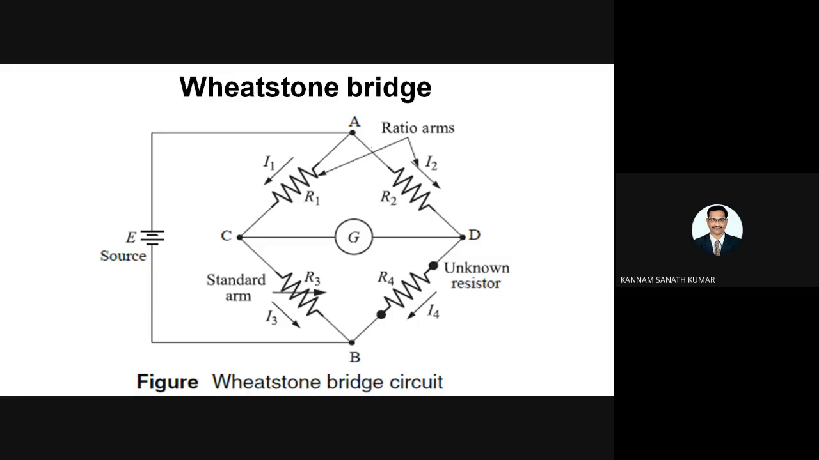See here, this is a Wheatstone bridge. You have a galvanometer and two parallel terminals. R1, R2, and this standard arm R3 are the three known resistances. As I told you, this is a variable resistance that we can vary, and this is the unknown resistance. Two terminals of the bridge are connected to the source. So this is the basic construction of the Wheatstone bridge.